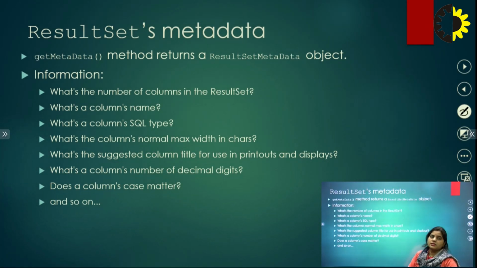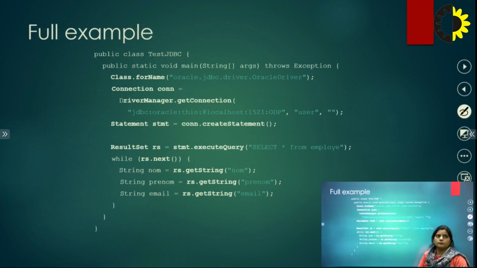And the result set metadata. What is the result set metadata? The getMetaData method is used to return the result set metadata object. What information can we get by using it? The number of columns in the result set, the column names, the column SQL types, the column's normal maximum width in characters, the suggested column titles, the number of decimal digits of the columns, whether the column is case sensitive, and so on. All this information can be fetched using the getMetaData method.